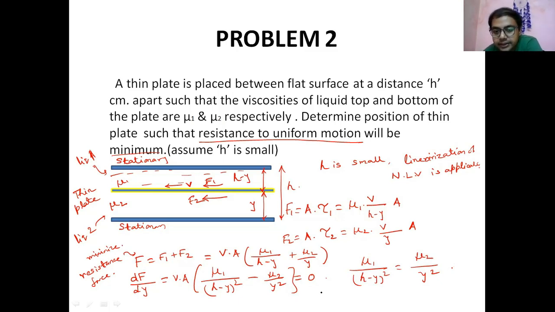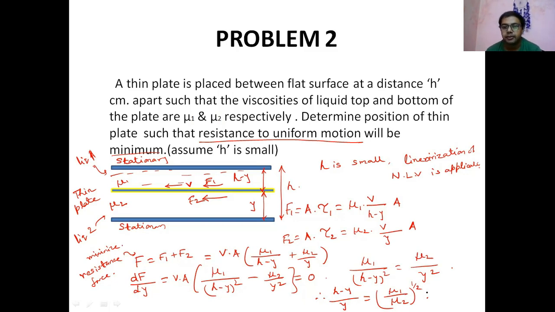Hence you are getting the ratio (h − y)/y. That is the position fixing, the ratio you should keep: it comes as (μ1/μ2) to the power half. If you put it in this way, the resistance will be minimum. So in this ratio, if you put the thin plate, you will get the minimum resistance there.